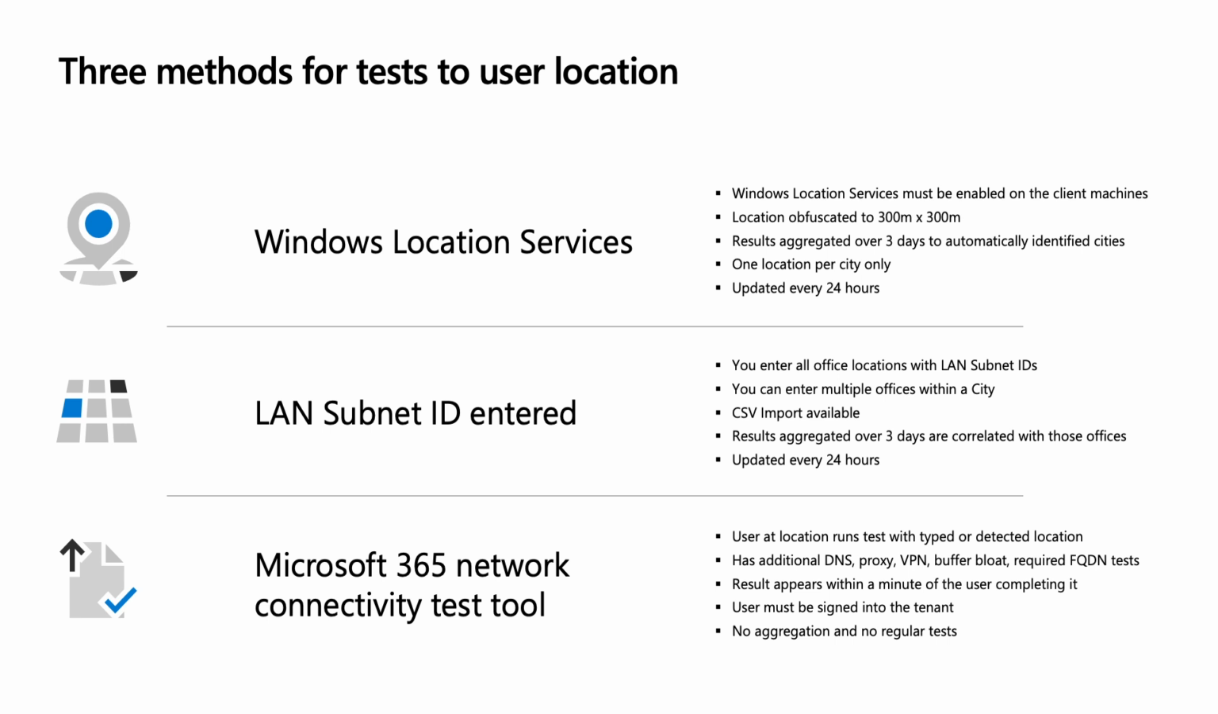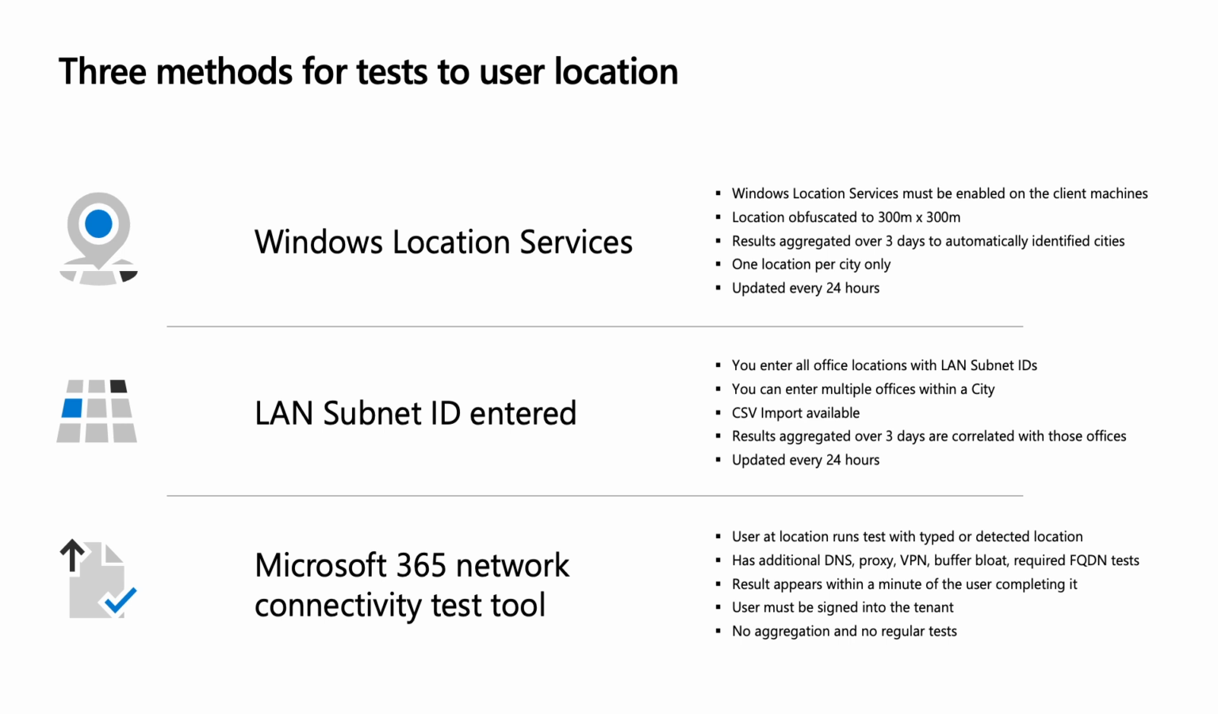The first is to enable Windows location services on your client PCs. This means that you can have Office 365 client applications get the location, the Office location where the user is, and submit that as part of the network telemetry. Now, this means you must have enabled and consented to Windows location services on each machine. We do obfuscate the location to 300 meters by 300 meters because we're interested in the Office location, not the person's location. The results are further aggregated over 3 days and to each city. So you're going to see one Office location per city. And these results aggregated over 3 days are updated every 24 hours.